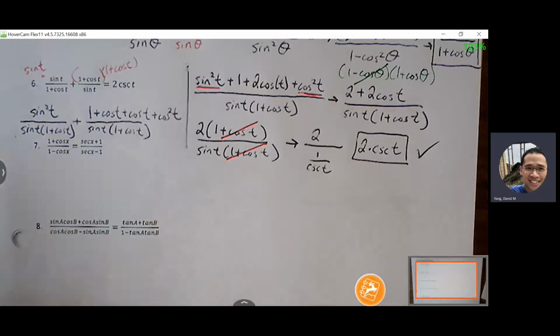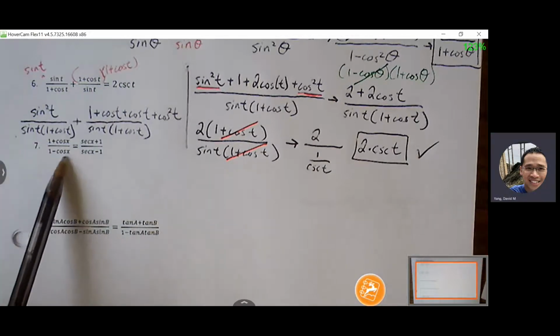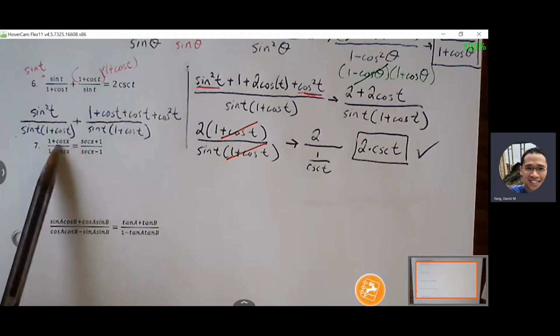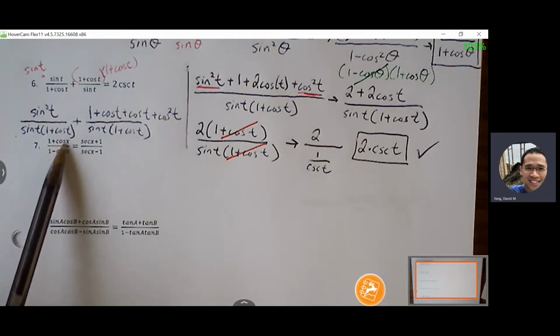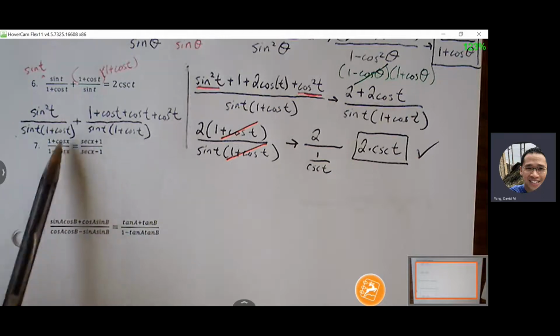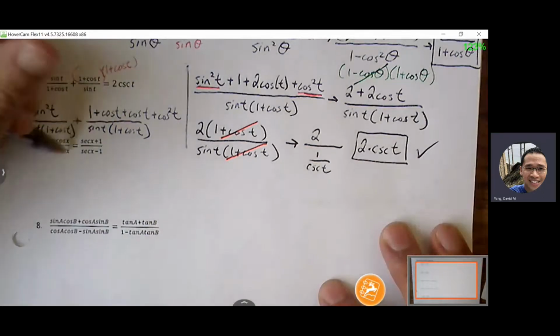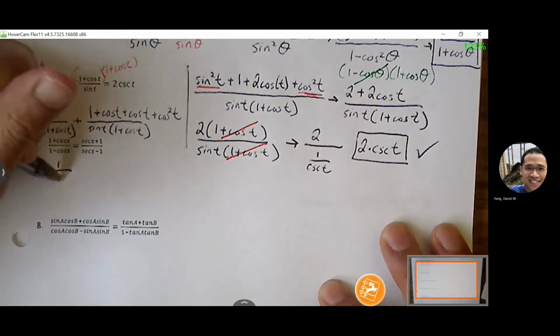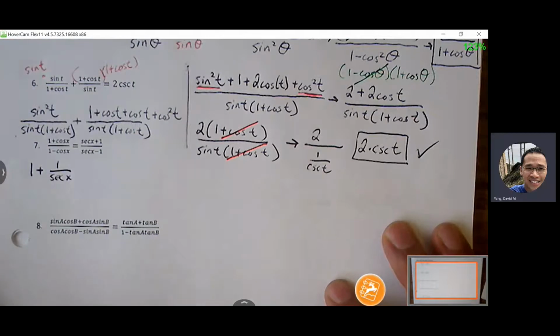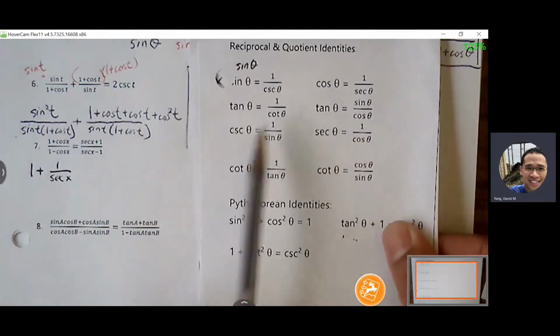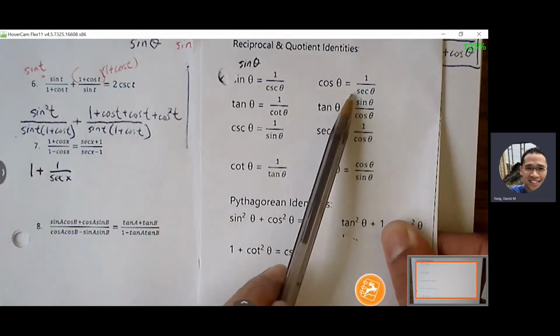Okay, number 7. I see cosine on the left. I see secant on the right. I know there's a relationship there. I know cosine is the reciprocal of secant, so I'm going to try to get it in terms of secant. Replace cosine with 1 over secant because cosine and secant are reciprocals.